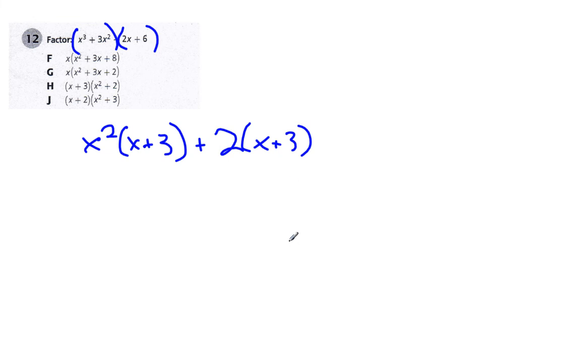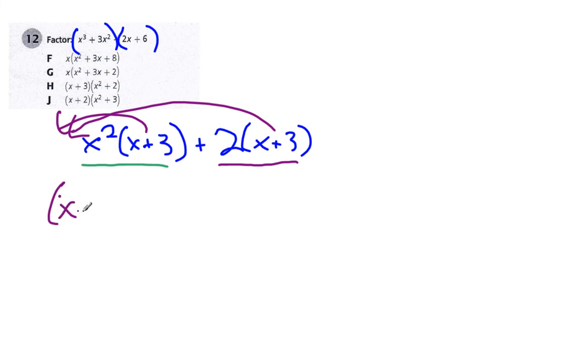Alright? And now we get into some next level factoring stuff here. If we say here is term 1 and here is term 2, and we say what do these two terms have in common? You say, well, they both have x plus 3. So if we factor out the x plus 3, so we're going to take that out, what we're left with is x squared plus 2.